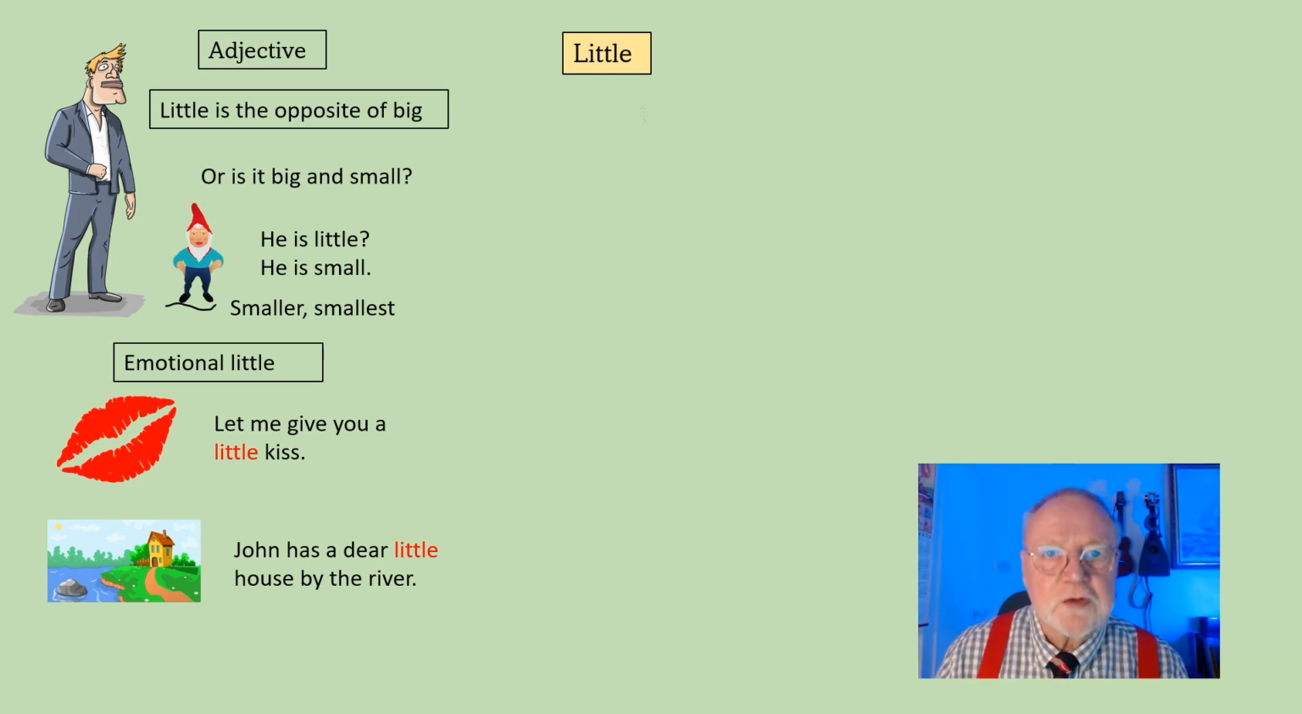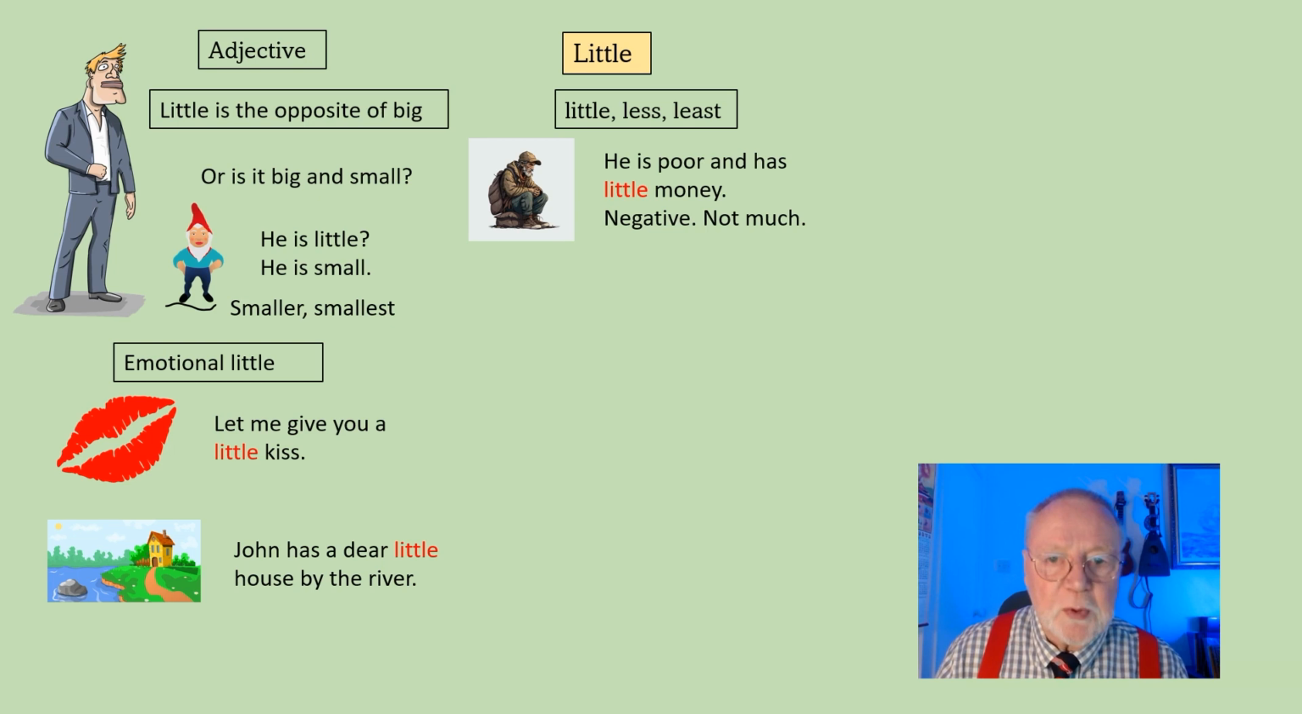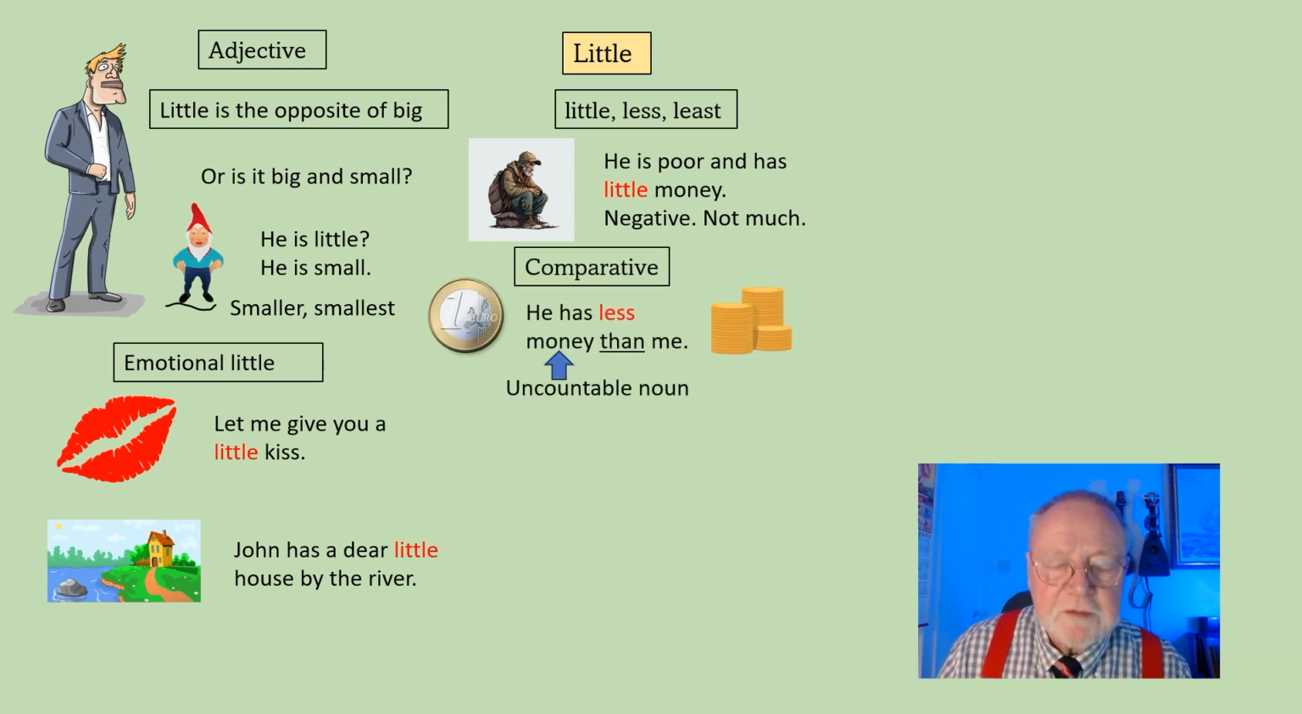Let's look at the conventional way of expressing little, less and least. He is poor and has little money. This is a negative statement, and if you remember a previous video, we could say he doesn't have much money. The comparative is less. He has less money than me. And of course you have to use than when you're using the comparative.